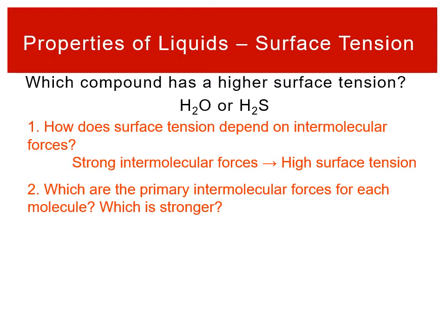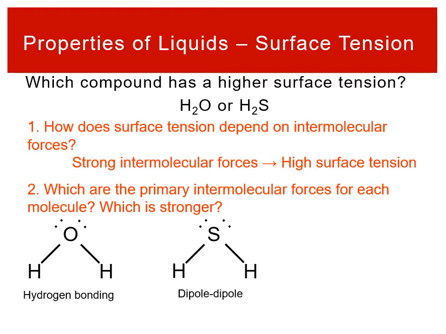So what are the primary intermolecular forces? We know that whichever one is stronger is going to have higher surface tension. So which one's stronger? Well, if I want to know primary intermolecular forces, I need Lewis structures. So I've got H2O and I have H2S. We've looked at these molecules before. Water forms hydrogen bonds. We know that because of the OH covalent bond in the molecule. H2S is dipole-dipole. We know it's polar because it's an atom-centered molecule. You've got that sulfur in the middle with lone pairs on it.